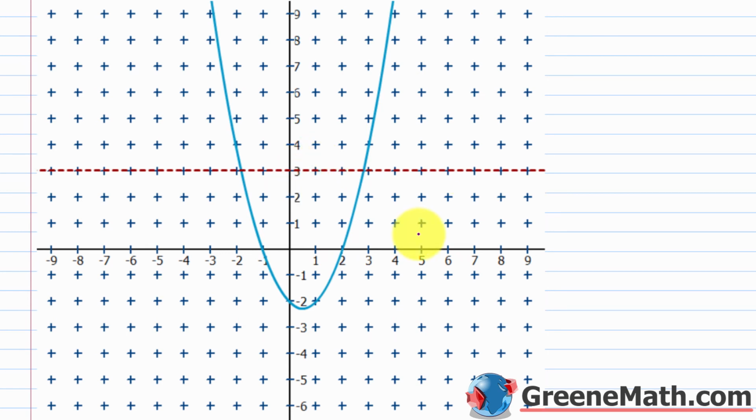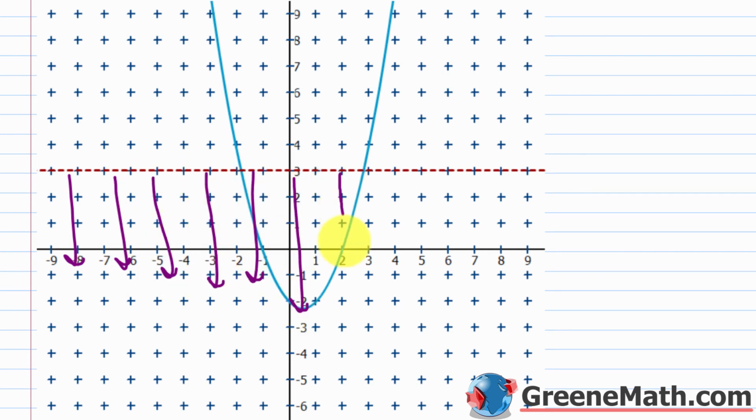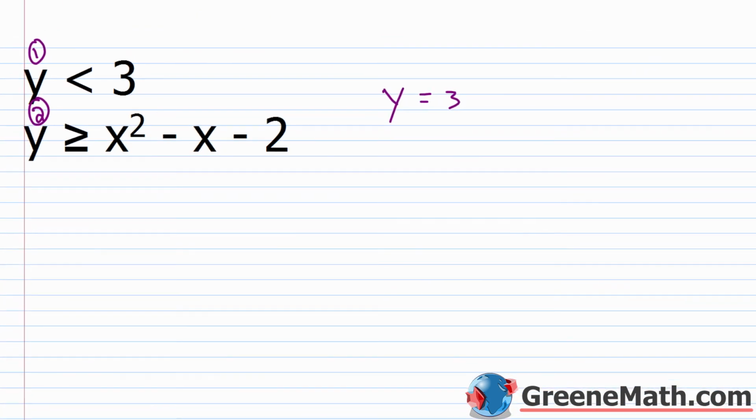Now in terms of where we want to shade, y is less than 3. So any value of y that's less than 3 works. So we would be shading below the line. So anything below the line works as a solution to that first inequality. Now let's take a look at the second inequality.